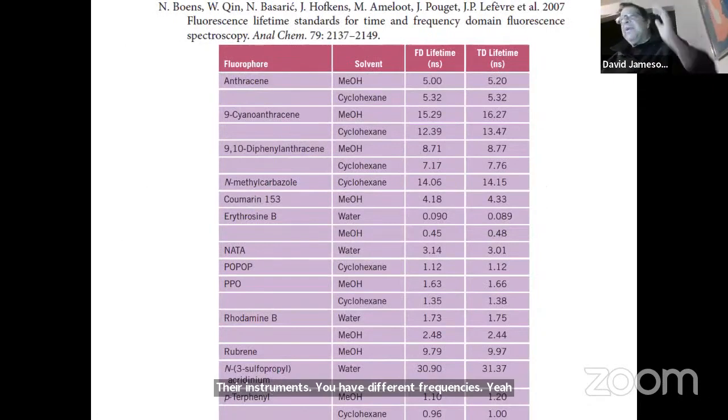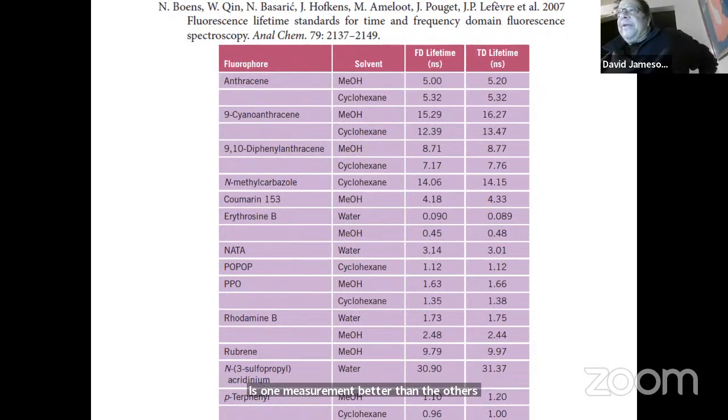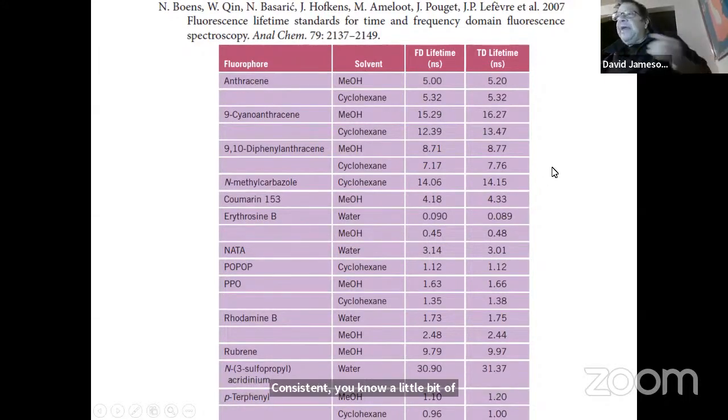And is one measurement better than the others? Well, no, not really. This was an interesting paper done in 2007 where a group sent out different standard samples to a lot of different laboratories around the world, some of whom did frequency domain, some of whom did time domain, and they just compared the result. And as you can see, they're pretty consistent, a little bit of difference, but basically both frequency domain and time domain got essentially the same result.